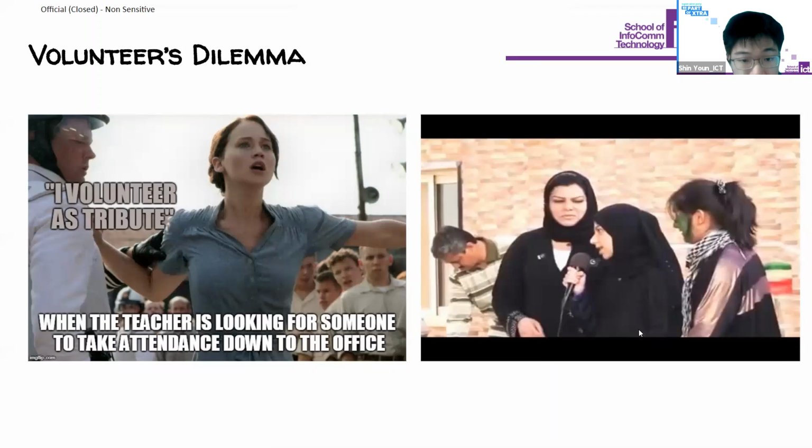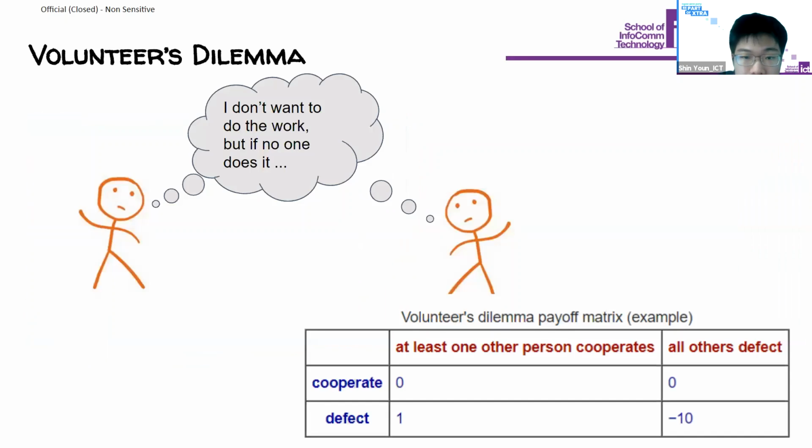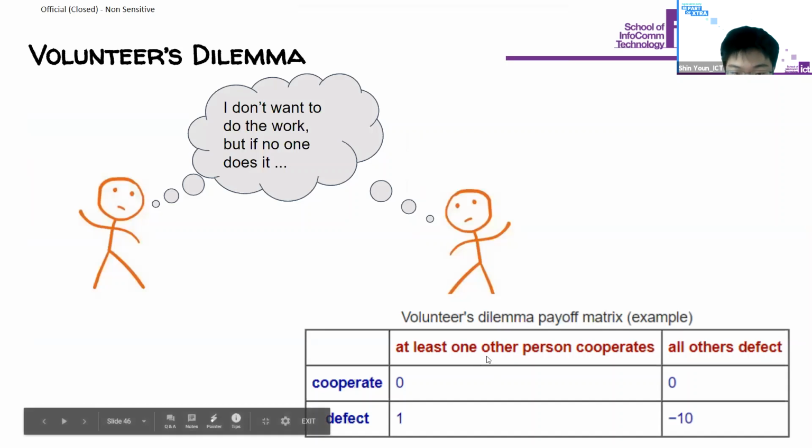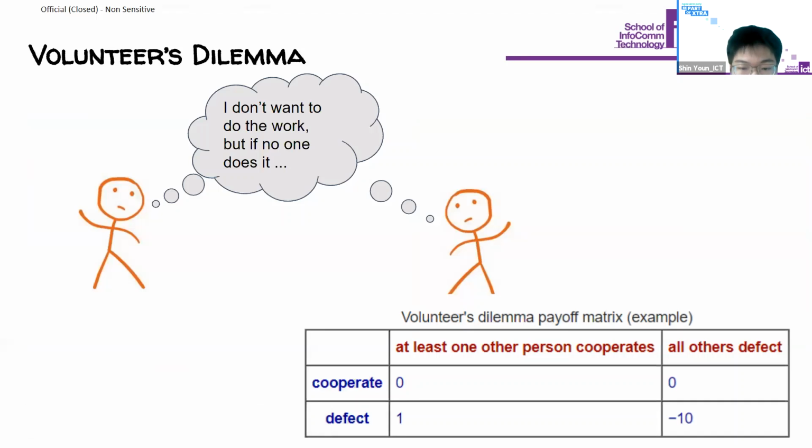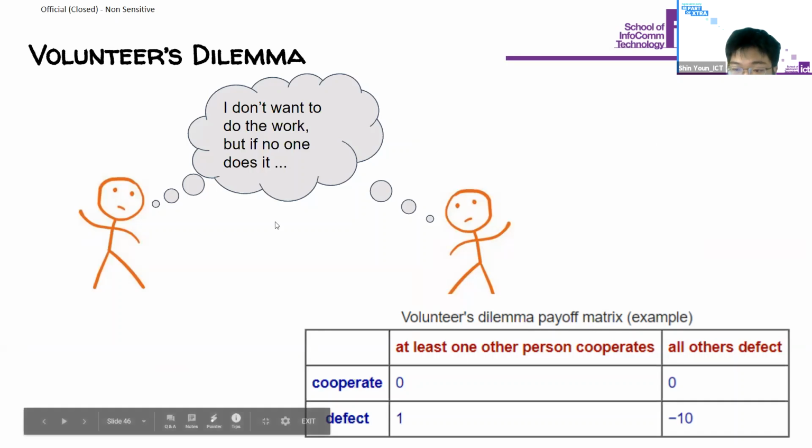social phenomenon. Hence, if both players and the other party do not volunteer, the worst possible outcome will be obtained for all participants. So this is a model where if you cooperate, there's a 0 chance, but if you defect and at least one other person cooperates, there's a benefit of 1 point, and if both defect, there will be -10.